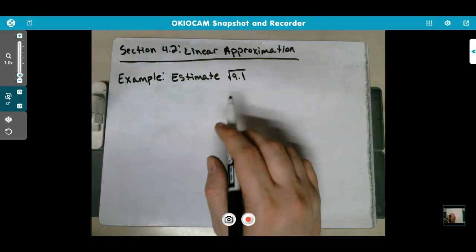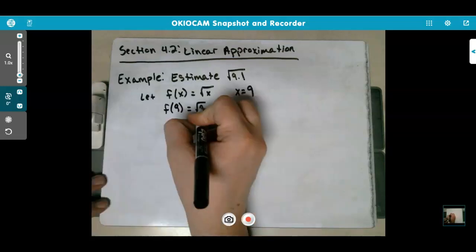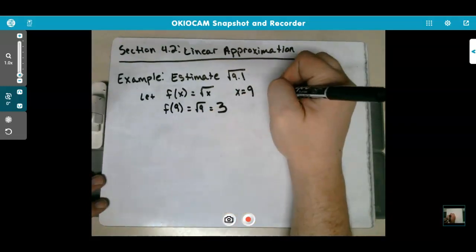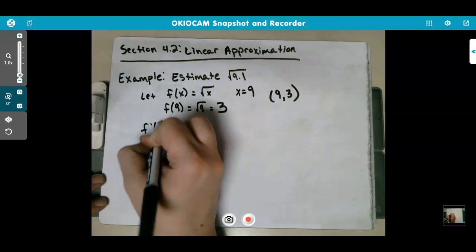So remember to do the tangent line, what I need is a point and I need slope. Well, if I want it at x equal to 9, then for the point, just plug in 9. Square root of 9 is equal to 3. So my point is x equals 9, y is equal to 3. So I know that point. To get our slope, I just need f prime of x.